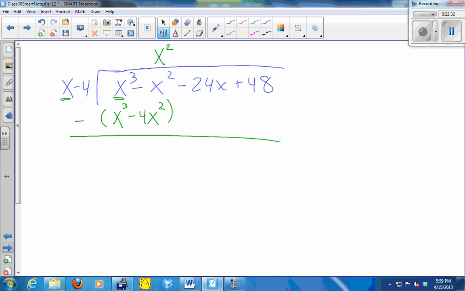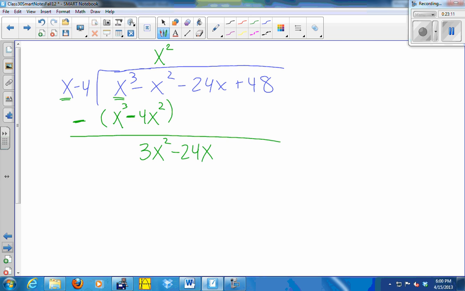So x cubed minus x cubed, those go away. Leading term goes away. And then we have negative x squared minus negative 4x squared. So what is negative x squared minus negative 4x squared? 3x squared, right? Negative 1x squared plus 4x squared is 3x squared. Then bring down the negative 24x. Then we just do it again.